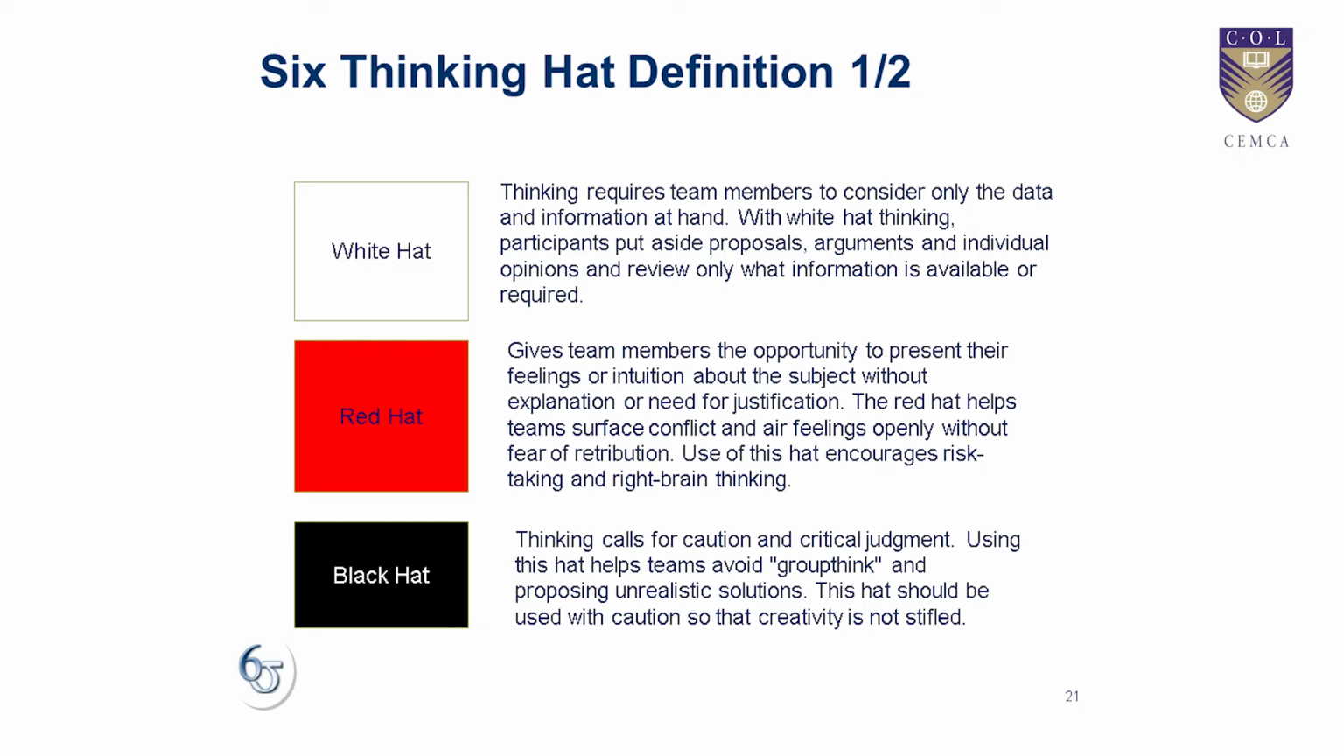For example, the white hat. White hat means the team needs to consider only the data and information at hand. With white hat thinking, participants put aside proposals, arguments, and individual opinions and review only what information is available or required. It happens pretty commonly in brainstorming sessions. Some people will say, "I don't believe in assumptions. I don't believe in any happy thinking. I want the data. I want the facts and figures only." So that's the white hat thinking approach.